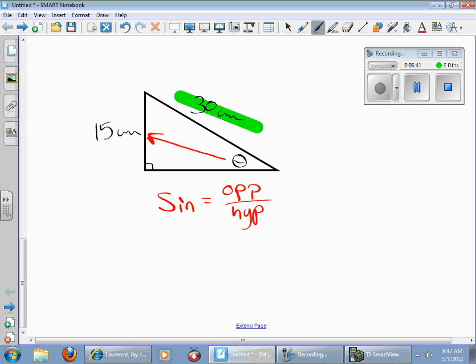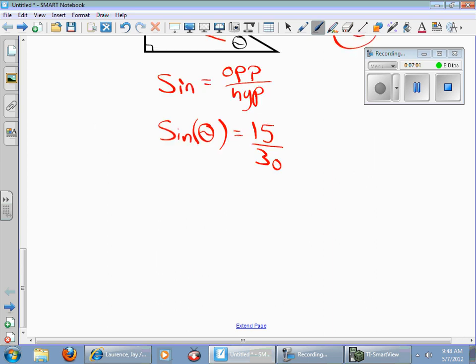All right, well, I'm going to do the sine. I don't know what I'm doing the sine of. Yes, I do. It's theta, the angle. It's a little circle with a little squiggly thing in there. All right, and I'm going to write the fraction, the opposite side, 15 over 30. So I'm going to simplify this fraction. I'm going to get the sine of theta is going to equal 1/2.